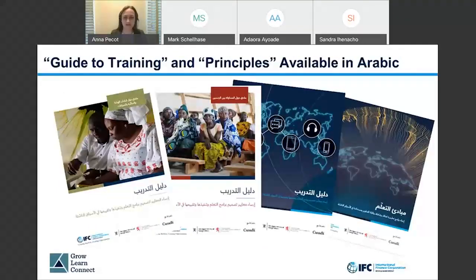In other news, the Principles for Learning and the Guide to Training, together with the 2 supplements on gender inclusion and FCS, are now available in Arabic. We haven't uploaded them on the website yet, but they should become available probably early next week. In my follow-up email to all participants, I will include the link where you can upload those publications in Arabic if this is your native language.